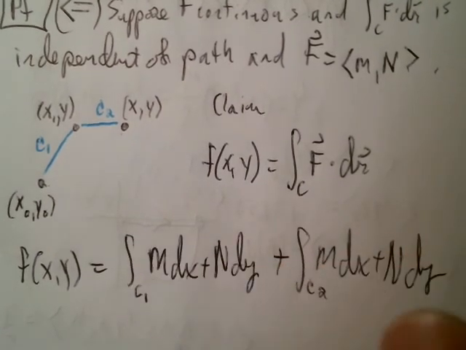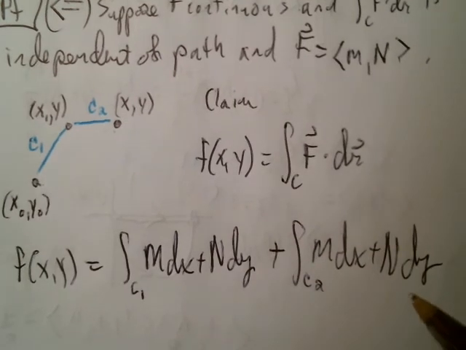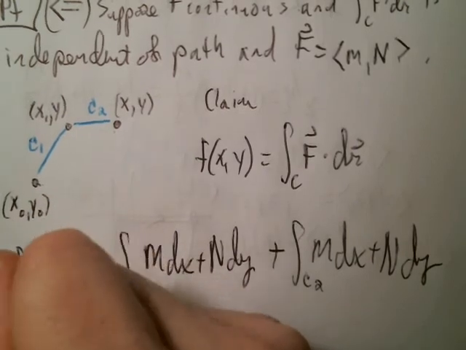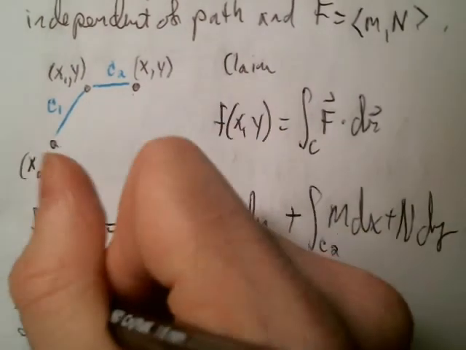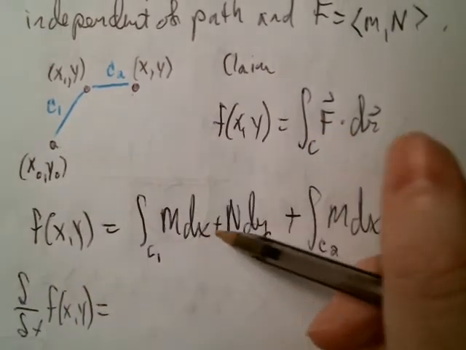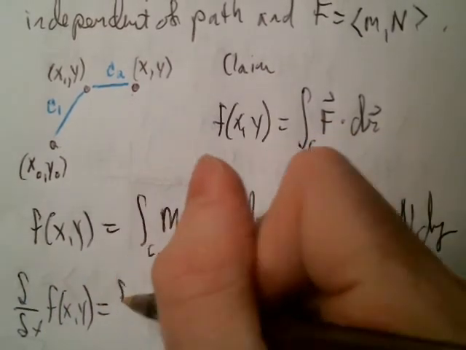Okay, and then I want to take the partial derivative of this thing with respect to x, right? So the partial with respect to x of f of x comma y equals the partial of this thing with respect to x.